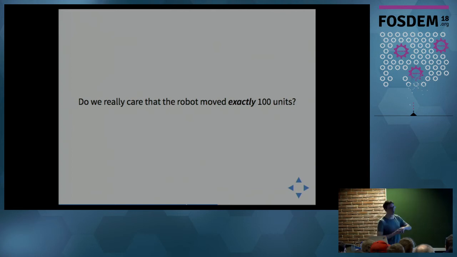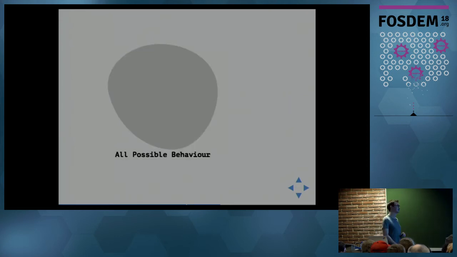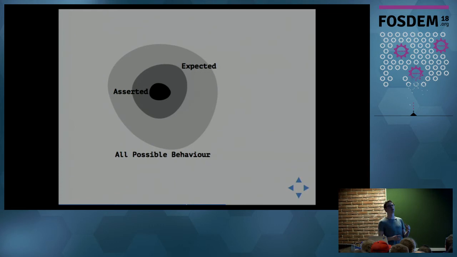So if you imagine the space of all possible behavior that the robot can take, or the code of the test in a more generic fashion, and this is the expected behavior, what we've just done is we've tightened the assertion way too much. So now we've artificially constrained the test. If someone decides to slightly change the implementation of the robot and how it makes decisions, so instead of moving 100, it moves say 120, that might still be within our realm of expected, but it will break the test because it's moved out of that tight asserted space. So what we really want is our expected and our asserted to be the same.